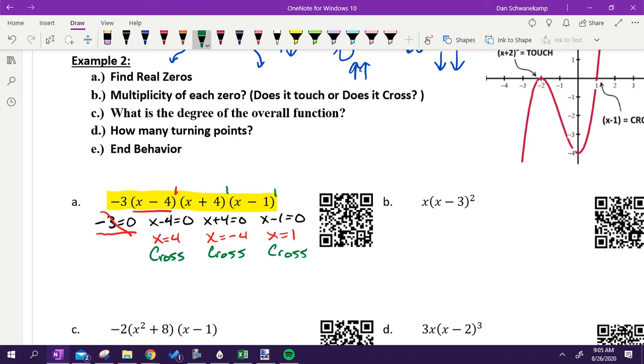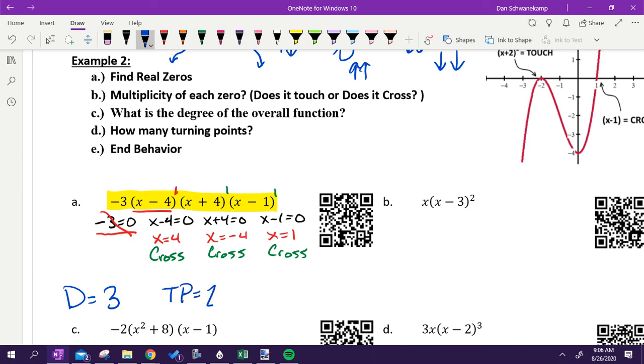Letter C said, what is the degree of the overall function? Show me with your fingers. What is the degree of this function? It's in factored form. We're counting them. The degree is 3.